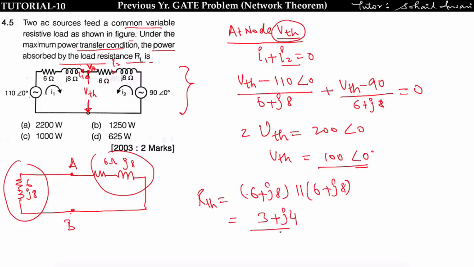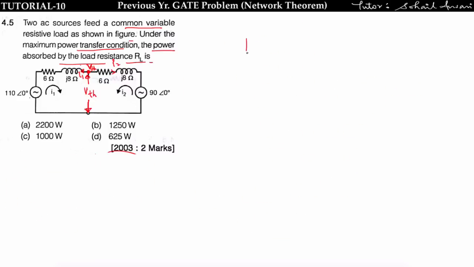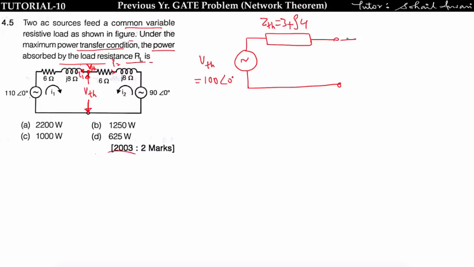We have VTH, we have RTH. Now draw the Thevenin equivalent circuit. So we have replaced this much of the circuit with one VTH whose value is 100 angle 0 and one impedance, known as ZTH, whose value is 3 plus J4. Now connect the load across this terminal, that is RL, which is variable in nature. Now apply the maximum power transfer theorem. This is case 3 problem.